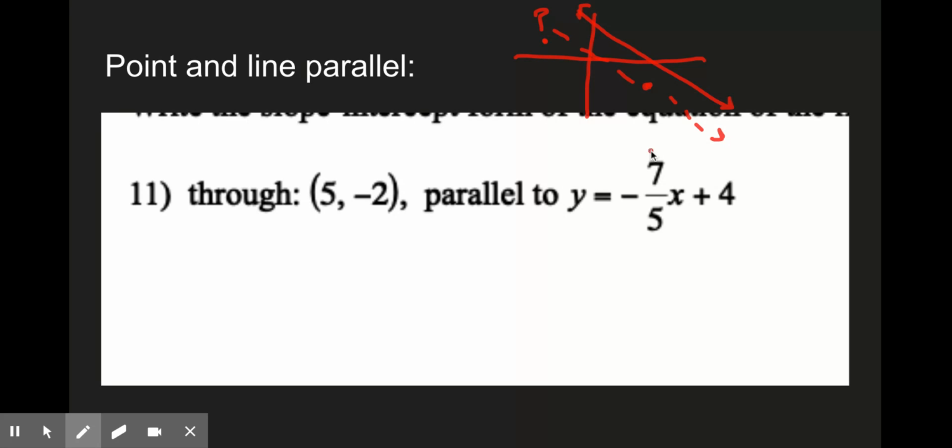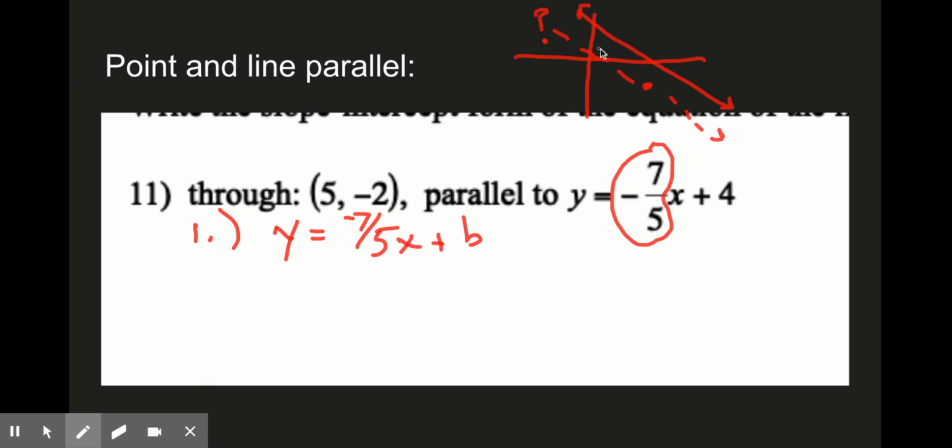Well, luckily, like we talked about yesterday, all parallel lines have the exact same slope to each other. And not that all parallel lines have the same slope, but anything that's parallel to this line is going to have the same slope. So my step one is that I already know that this dashed line has an equation that will at least look like this. Y equals negative 7/5 x plus some unknown y-intercept, right?